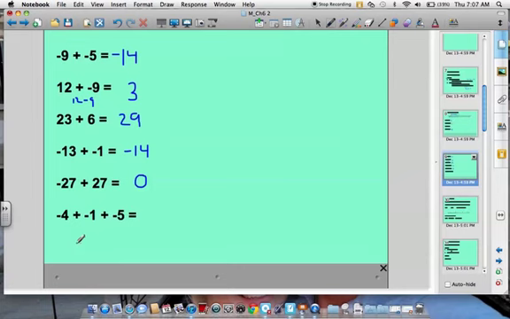And in this last one, you have three numbers. So I would worry about the first two first. They're the same sign. So I add, I get 4 plus 1 is 5. And they're both negative, so this is negative. Bring down the rest. I have plus, negative 5. Now they're the same sign. They're both negative, so I add them. 5 plus 5 is 10. And they're both negative, so my answer is negative.